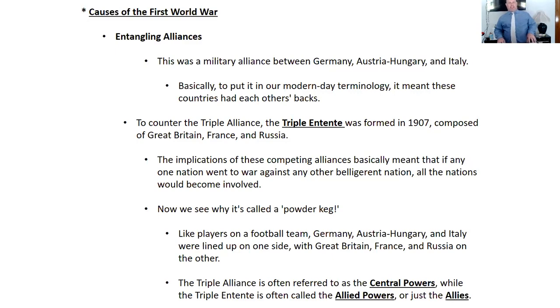It's like two gangs, the Entente versus the Alliance. And if you're one member of the Alliance and someone attacks a member of the Alliance from the Entente, you're going to war against the Entente. So now we see why it's called a powder keg. Like players on a football team, Germany, Austria-Hungary, and Italy were lined up on one side, with Great Britain, France, and Russia on the other. And the Triple Alliance is often referred to as the Central Powers, while the Triple Entente is often called the Allied Powers or just the Allies, even though technically they're not the Triple Alliance. It gets a little confusing.